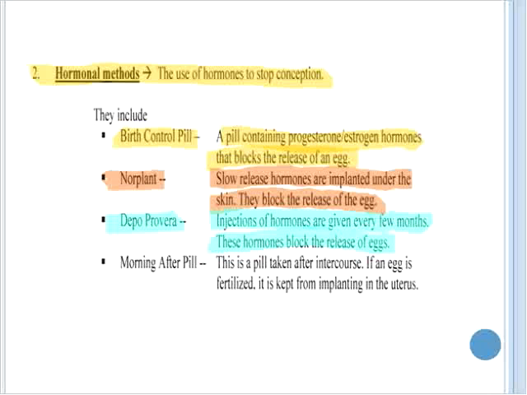And there is the morning after pill. This pill is taken after intercourse. If an egg is fertilized, it is kept from implanting in the uterus.